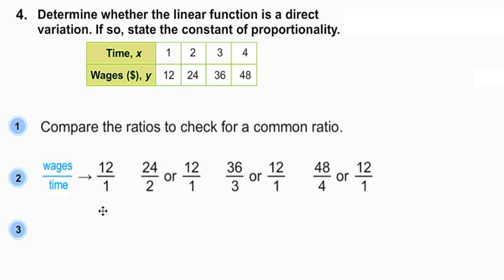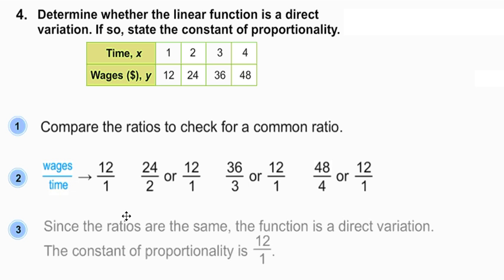So the question is, now that we know that all the ratios are equal, what is the constant of proportionality? What did I multiply each one by? I multiplied it by 12. So since the ratios are the same, the function is a direct variation, and the constant of proportionality is 12 over 1.